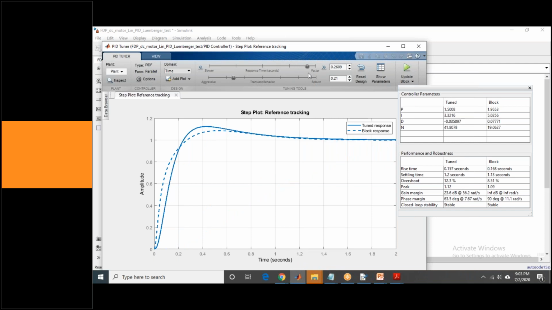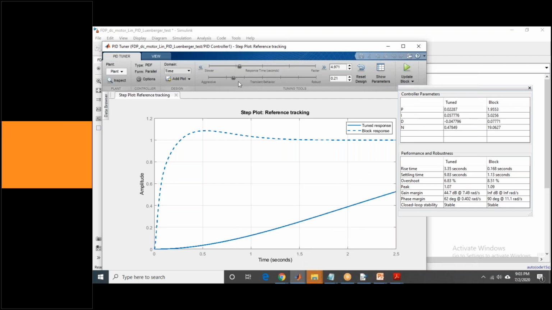Now everybody is asking: this PID tuner is very easy to use, and corresponding performance and robustness, gain margin, phase margin, everything, we can see here just by doing this simple tuning. There is a trade-off here. So this is the way to do the tuning.